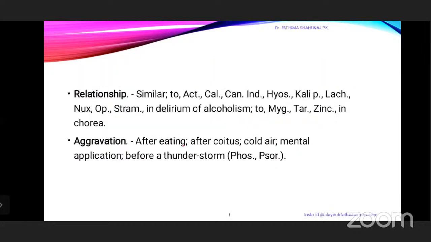So relation: similar to Actaea and Calcarea, Cannabis indica, Hyoscyamus, Kali phosphoricum, Lachesis, Nux vomica, Opium, Stramonium, in delirium of alcoholism Aconite, and Zincum in chorea. Okay. And then aggravation after eating, after coitus, cold air, mental application, before a thunderstorm. It's compared with Phosphorus and Psorinum.